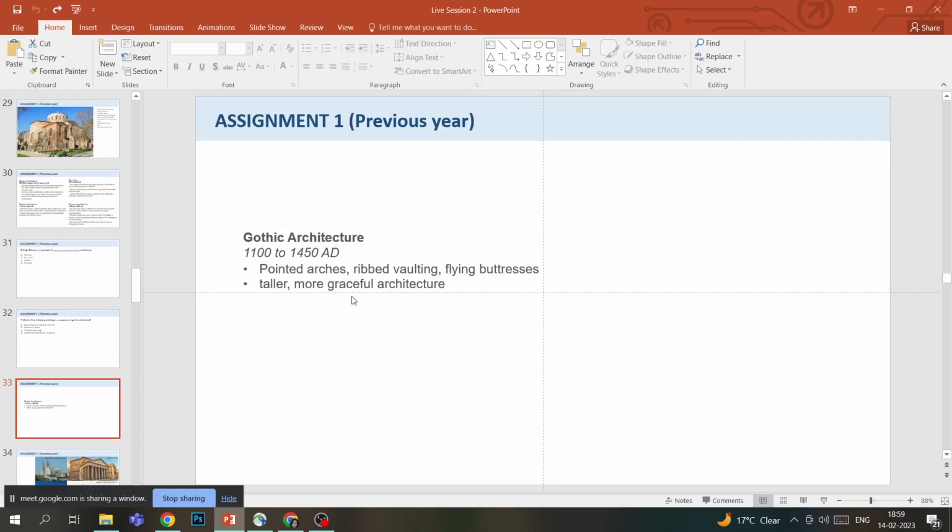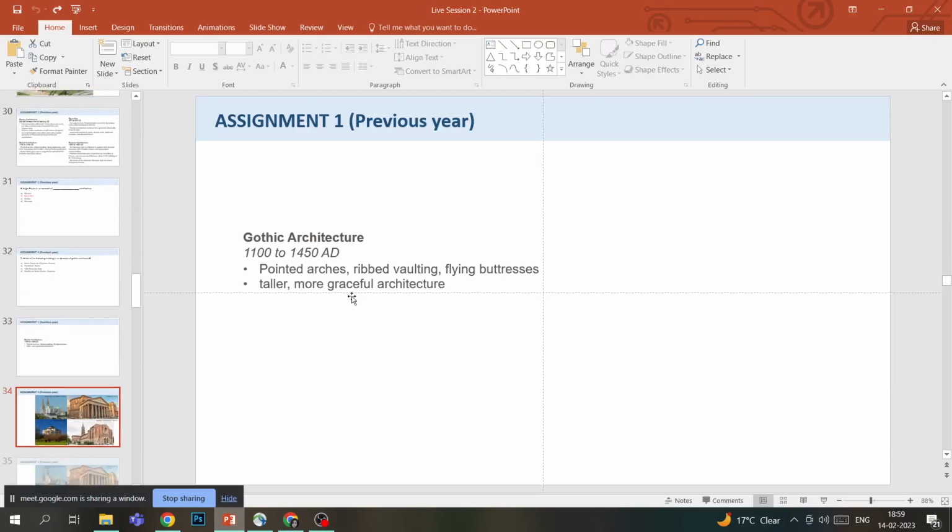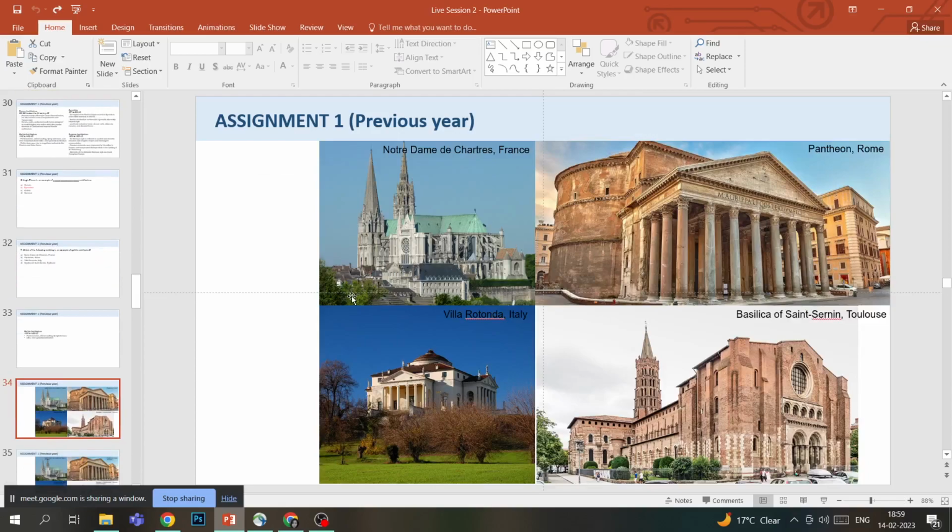In order to be able to answer this question, you would have to remember how these buildings look like. Otherwise, you will not be able to answer these questions. And these are quite famous buildings, so they're easier to remember. For reference, I have added images also. So we have all four buildings here: Notre Dame des Chartres, France; Pantheon, Rome; Villa Rotonda, Italy; Basilica of Saint Sernin, Toulouse.